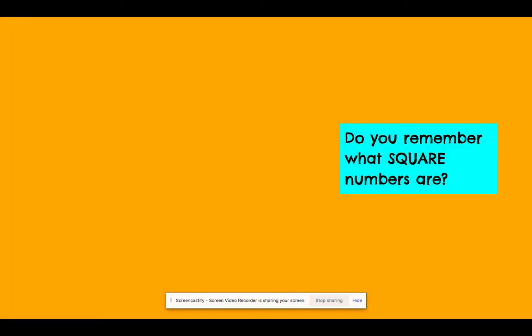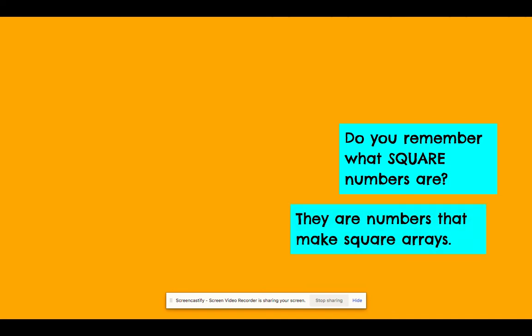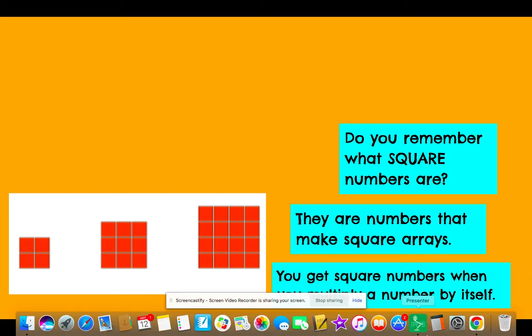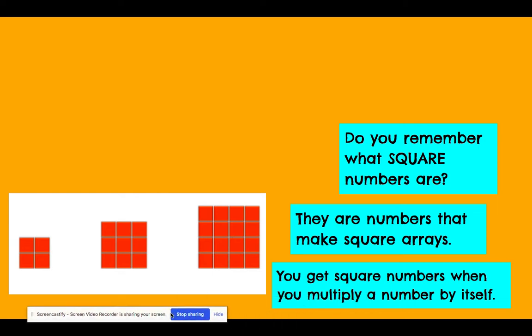All right, so a question for you. Do you remember what square numbers are? Well, yeah, they are numbers that make square arrays, and this is what they look like here. So you get a square number when you multiply a number by itself.